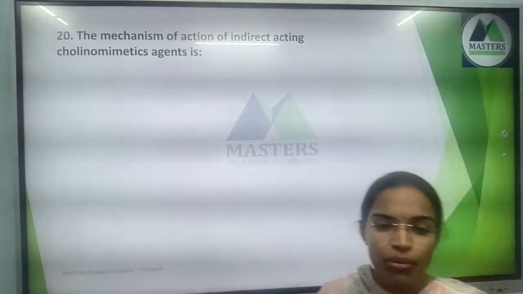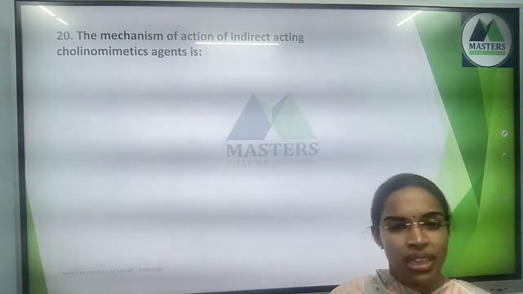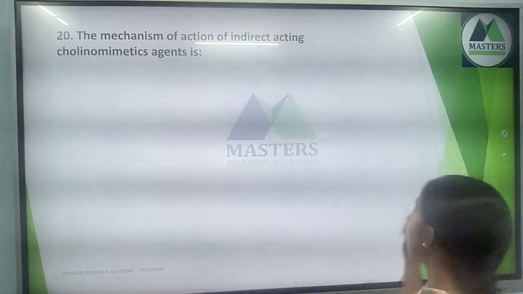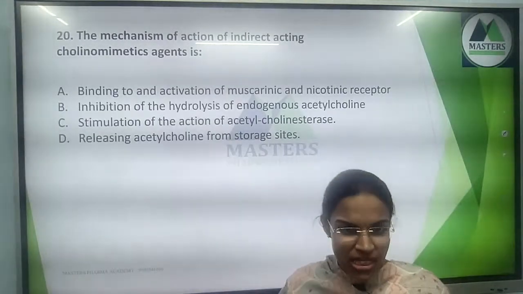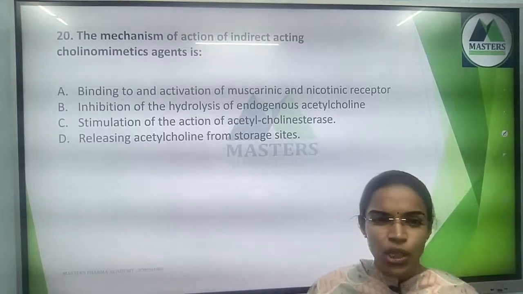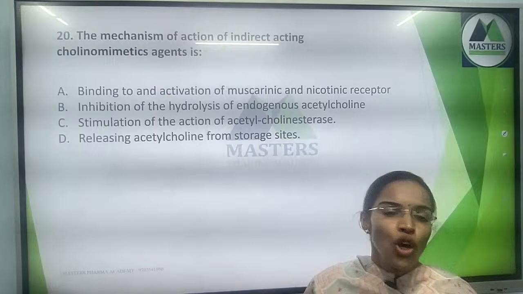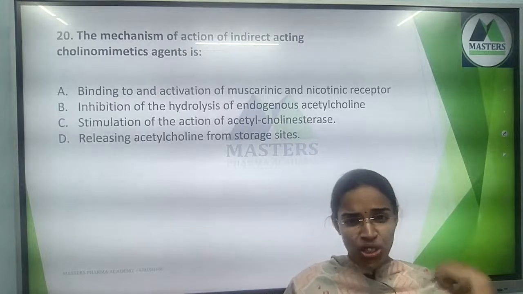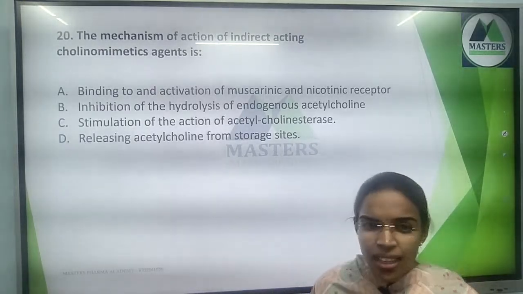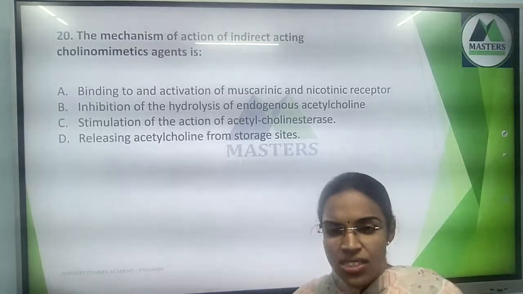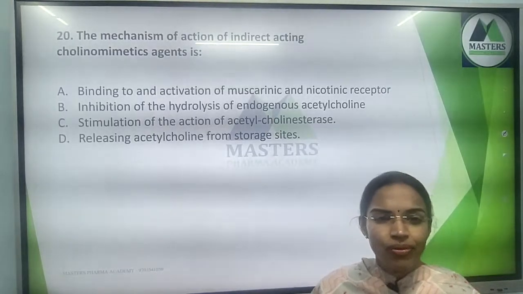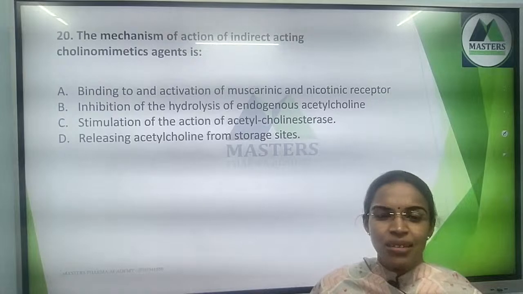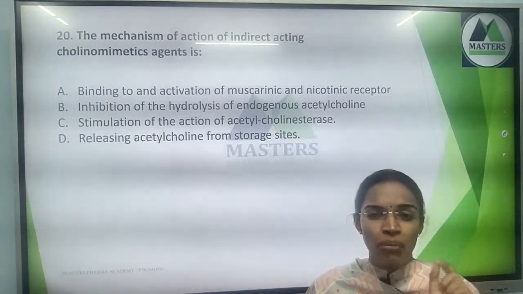The next question: the mechanism of action of indirectly acting cholinomimetic agents is. Option A, binding to and inactivation of muscarinic and nicotinic receptors. Option B, inhibition of hydrolysis of endogenous acetylcholine. Option C, stimulation of action of acetylcholinesterase. And option D, releasing acetylcholine from its storage sites. What is the right answer?